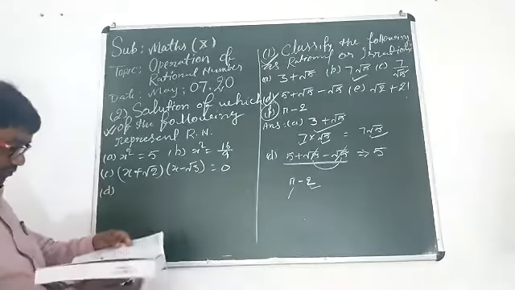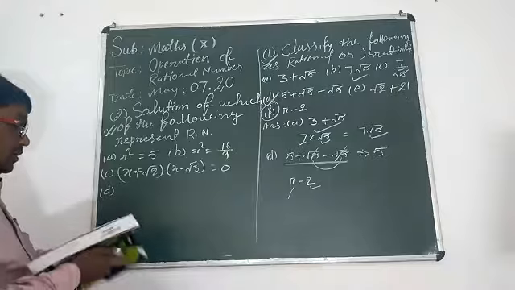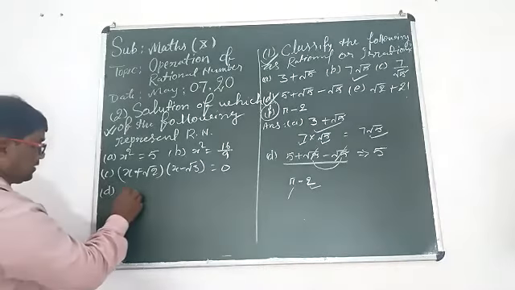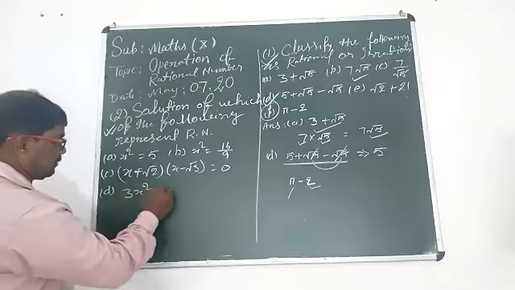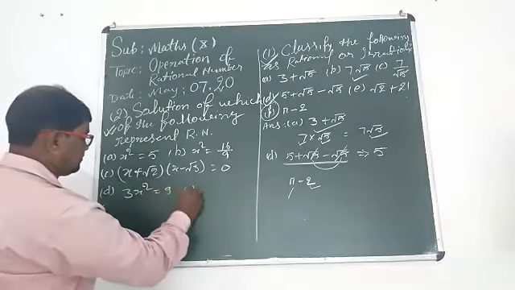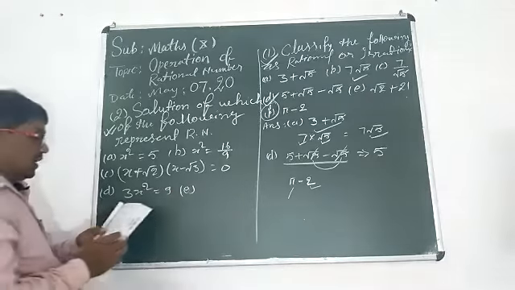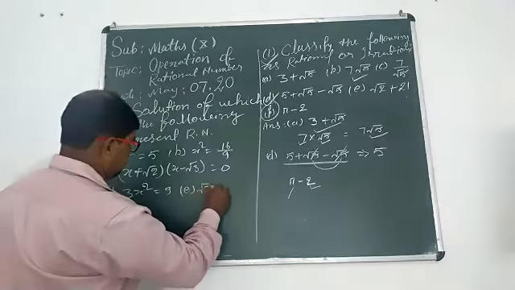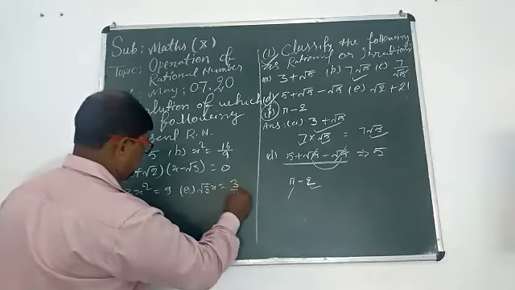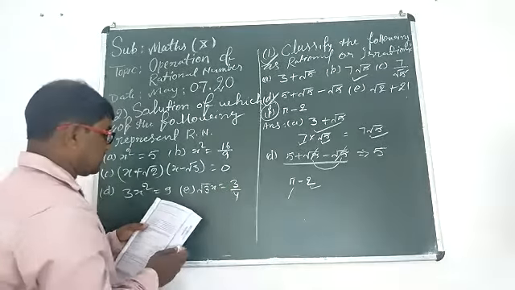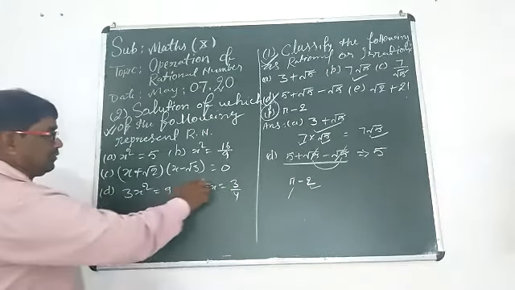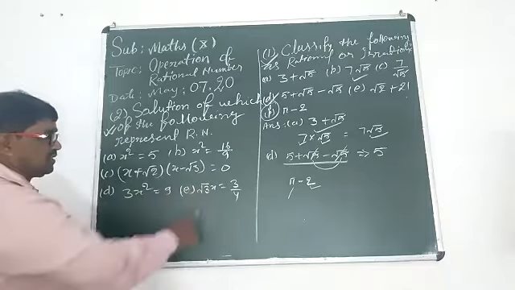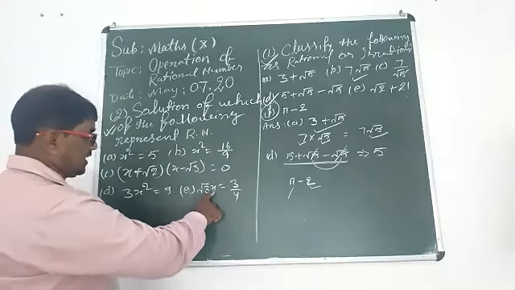D. 3x square equal to 9. E. Under root 3x equal to 3 upon 4. X is not in radical form.